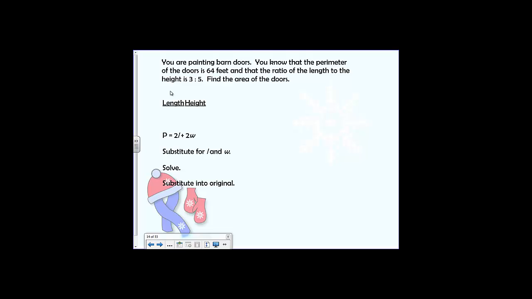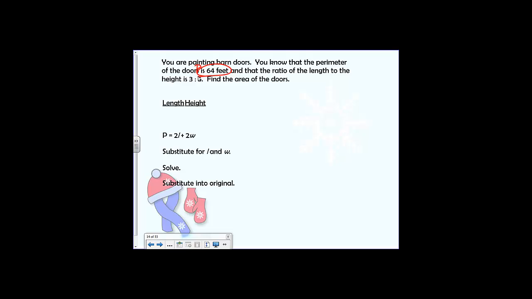I know the perimeter of the doors is 64 feet, and the ratio of the length to the height is 3 to 5. Find the area of the doors. I'm going to start here. I see this number, and I'm like, what was that? That 64 feet was the perimeter. It says the perimeter of the door is 64 feet.